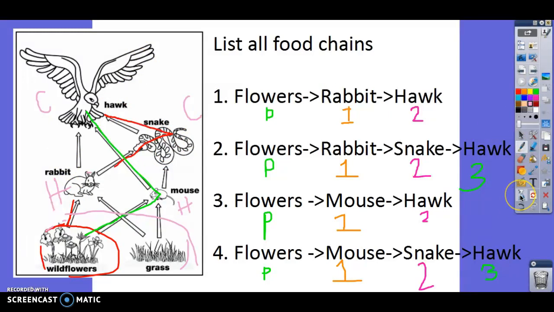So you guys are going to try this now. You're going to list all the food chains and then label them based on primary consumer, secondary, and tertiary. And remember, we always start with producers.